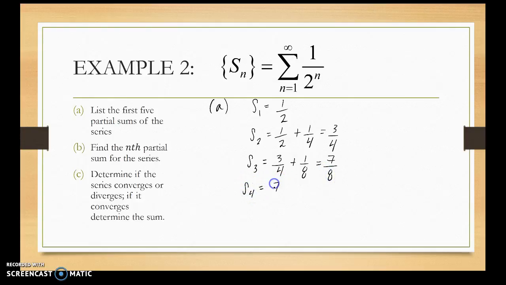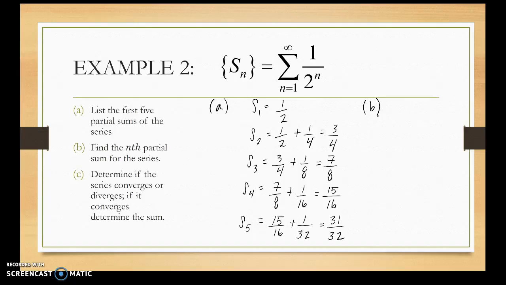My fourth partial sum, I take my third partial sum and add to that the fourth term. So that would be 1/16. This would be 15/16. And lastly, my fifth partial sum, I take my sum from above and I just add to that my fifth term, so 1/32. And this would be 31/32. So the actual answers are the partial sums. Okay, so for space, let's look at B here, then we'll do C on the next slide.